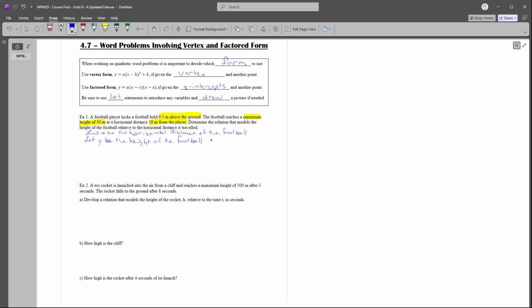First of all, what are we given? Are we given vertexes? Are we given x-intercepts? Well, look at the question. A football player kicks a football held at 0.5 meters above the ground. That's not on the ground, so we don't know the x-intercept there. But we do know that it reaches a maximum height of 30 meters. Whenever we see that word maximum, when we're talking about a quadratic, we know that that represents where the vertex is. That's the x component of our vertex, a y component, the maximum height of 30 meters. And it does so at a horizontal distance at 18 meters from the player.